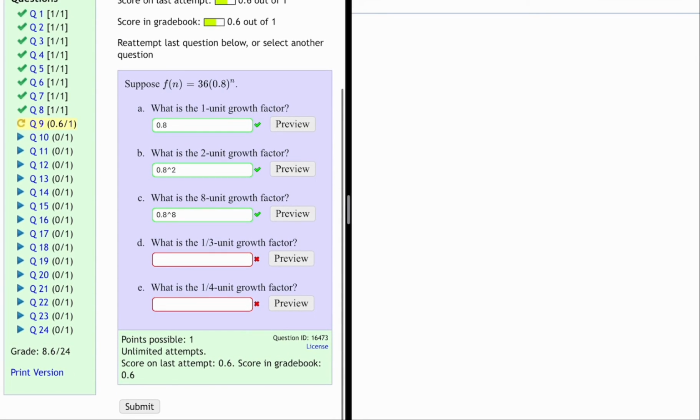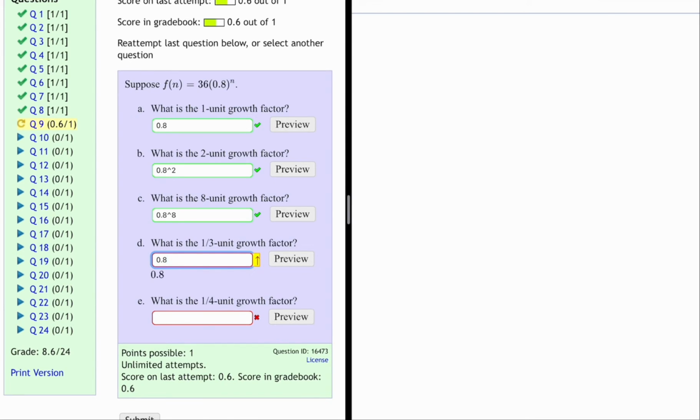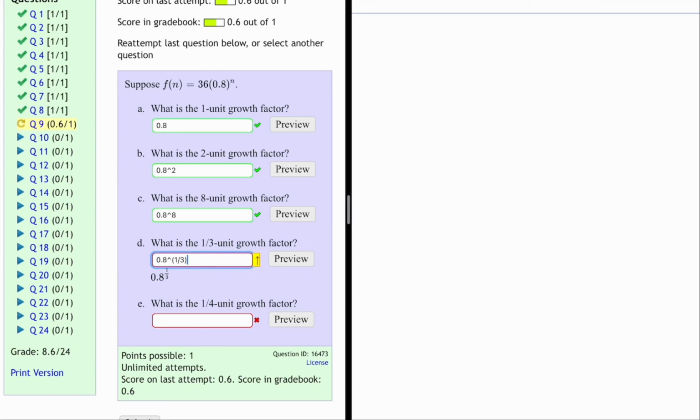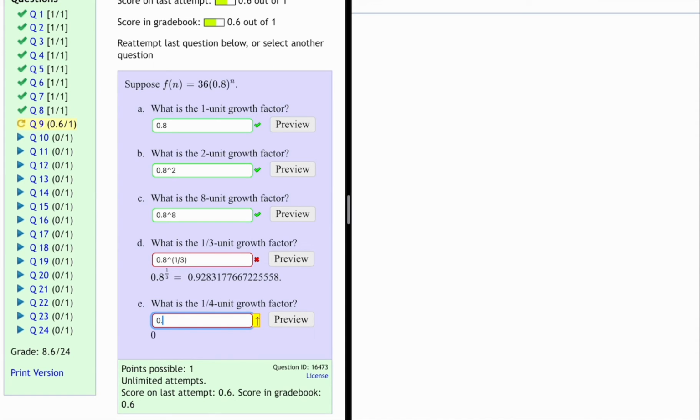And then this last one, a third. If we know the 1 unit growth factor, we're just going to take that 0.8 to a power of 1/3. Put that 1/3 in parentheses. And same thing here, 0.8 to a power of 1/4.